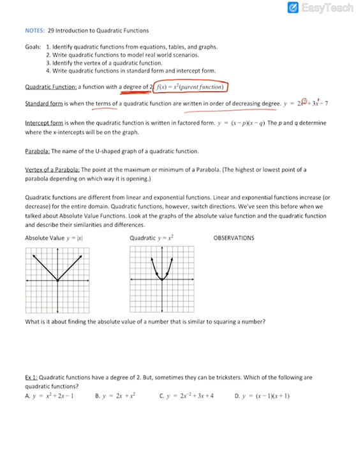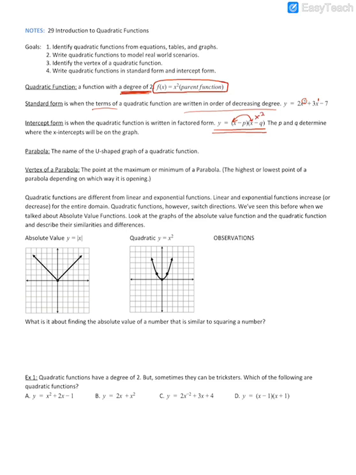What does intercept form look like? Intercept form is when a quadratic function is written as y equals x minus p times x minus q. You look at that, I don't see anything squared. But if we take this first term times this first term, which is what those parentheses are telling us, right? If we do our double distribution, we know you're going to get x squared out of that. So it's going to be a quadratic.